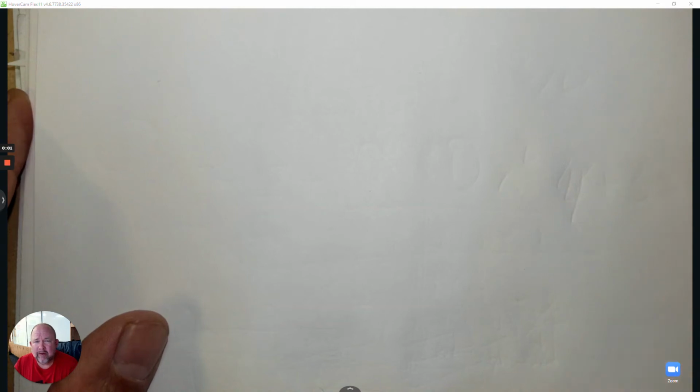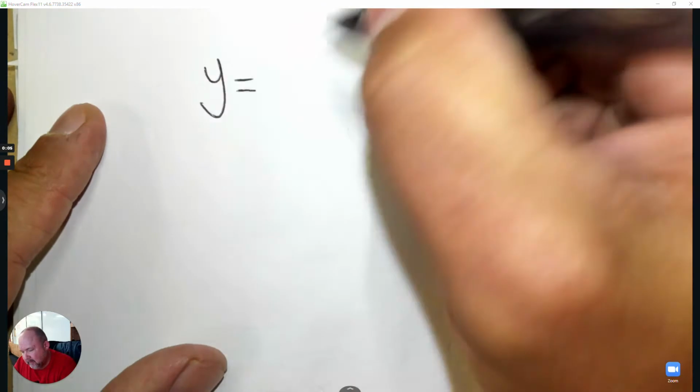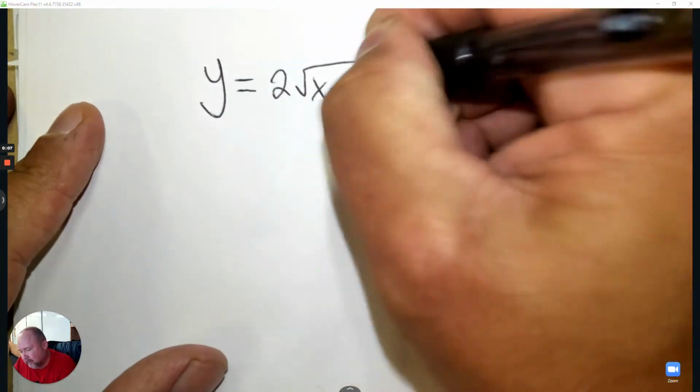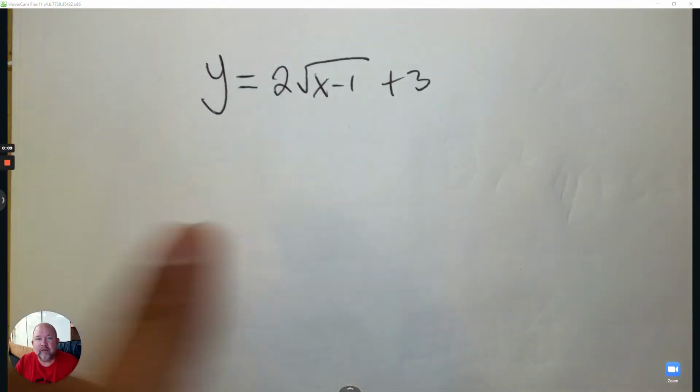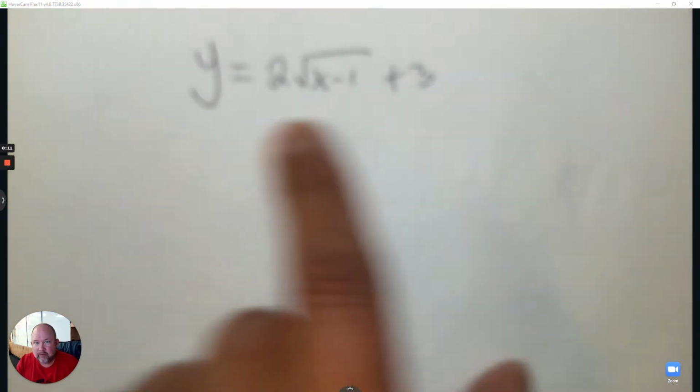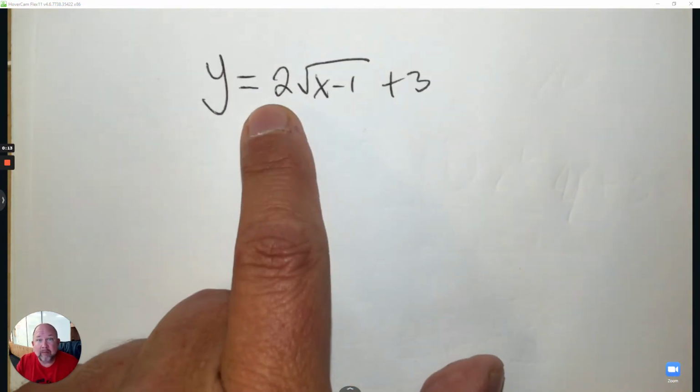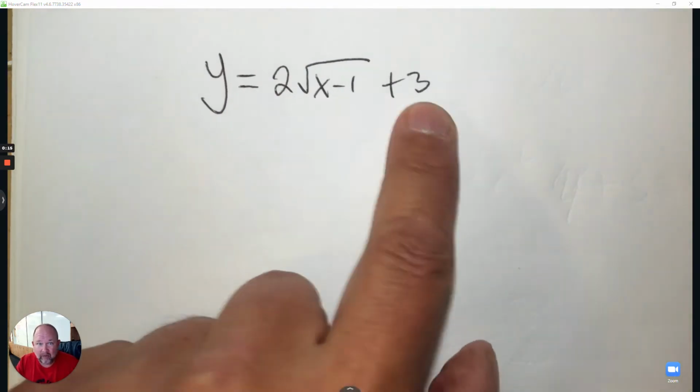All right, here's your review on graphing radicals. So, if I want to graph a square root function, let's talk about the steps I would do to graph this function. So first I'd recognize what a, h, and k equal.